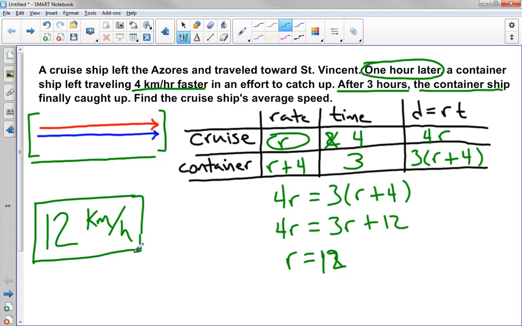Anyway, I wanted you to see another example of word problems like this. Just reading the question, it seems like this might be a really difficult word problem, but once you organize your work and you read carefully and you draw an appropriate diagram, it's really not that bad.